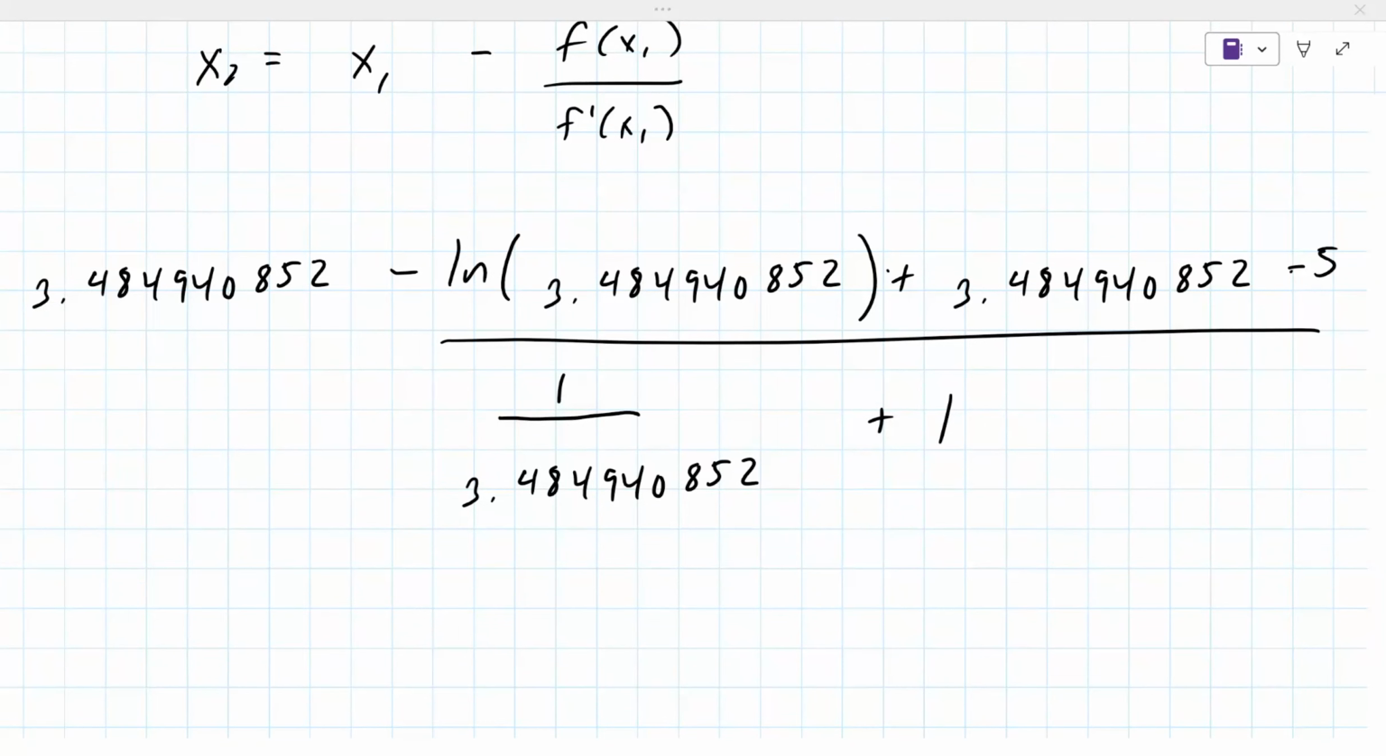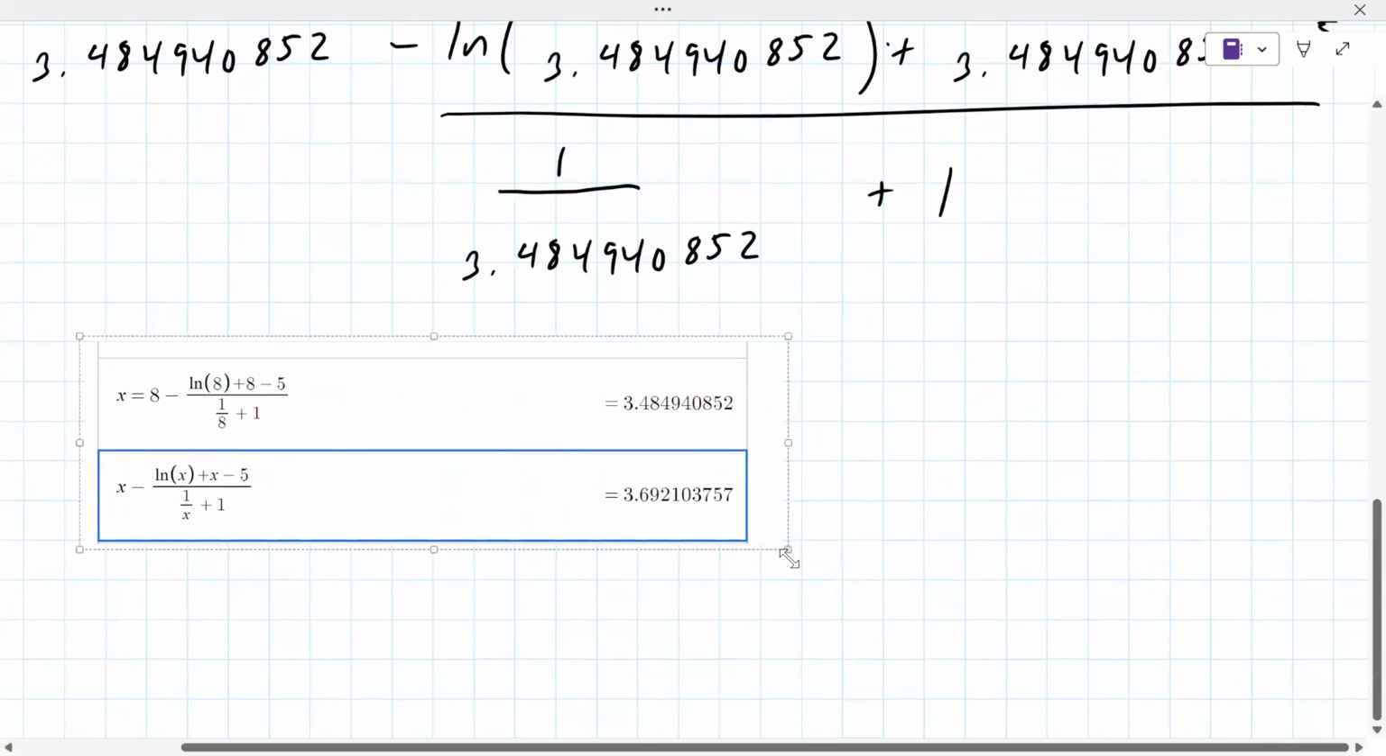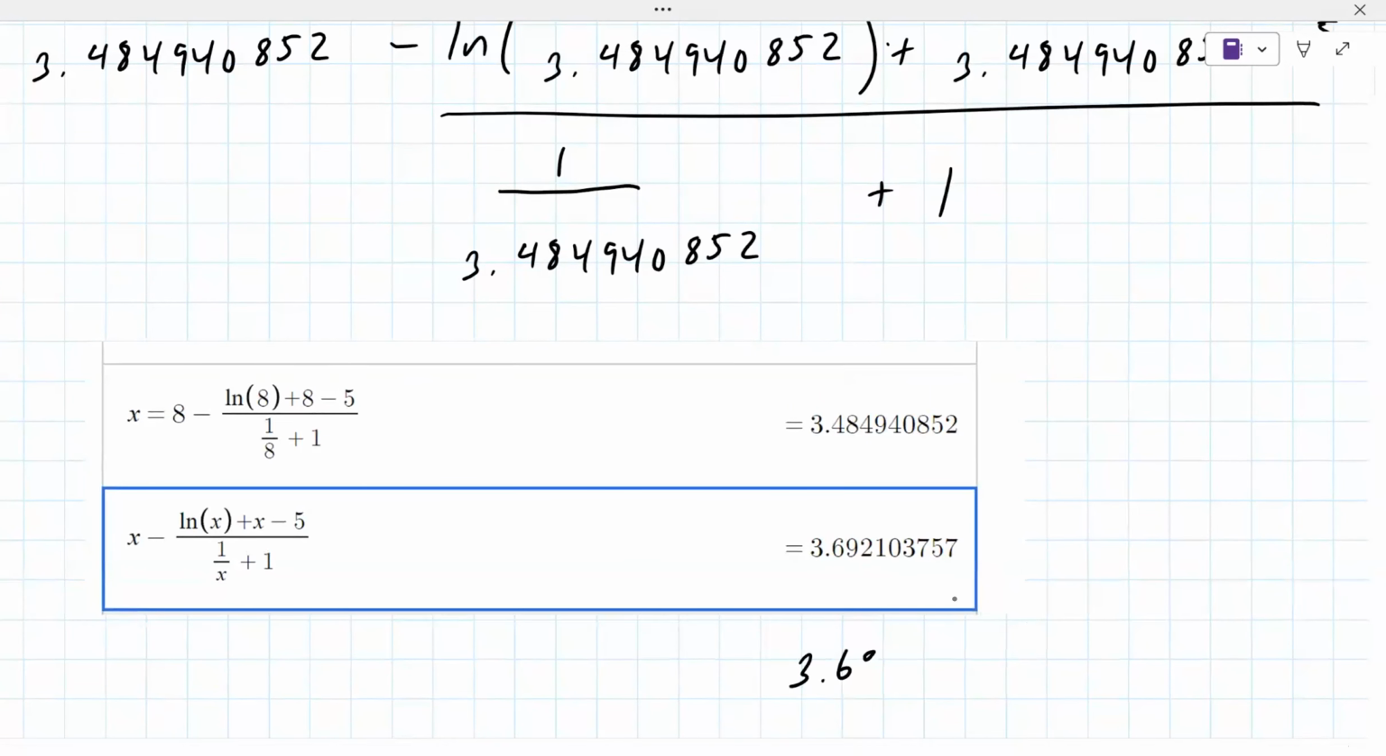Anyway, in terms of your answer here, X minus the natural log of X plus X minus 5 over 1 over X plus 1, like that. It ends up being, let me see if I can snip all this in. Let's snip them both in so you can see there. All right, so this is the second answer. To 6 decimal places, 3.692104 would be my best guess on that.